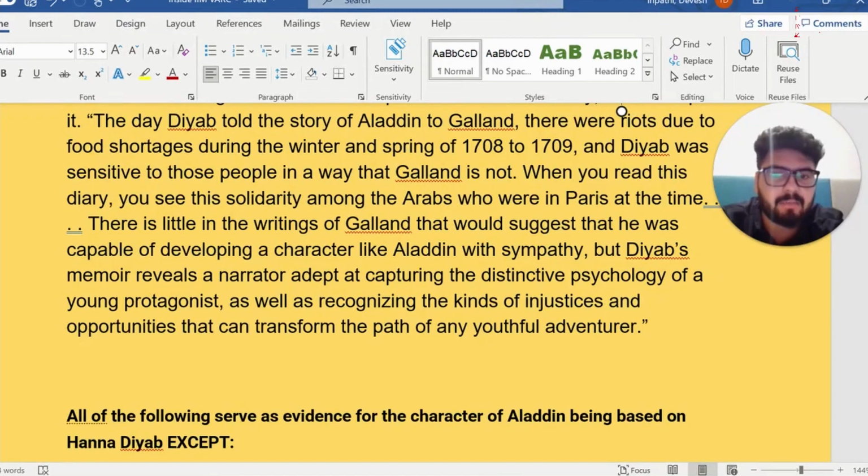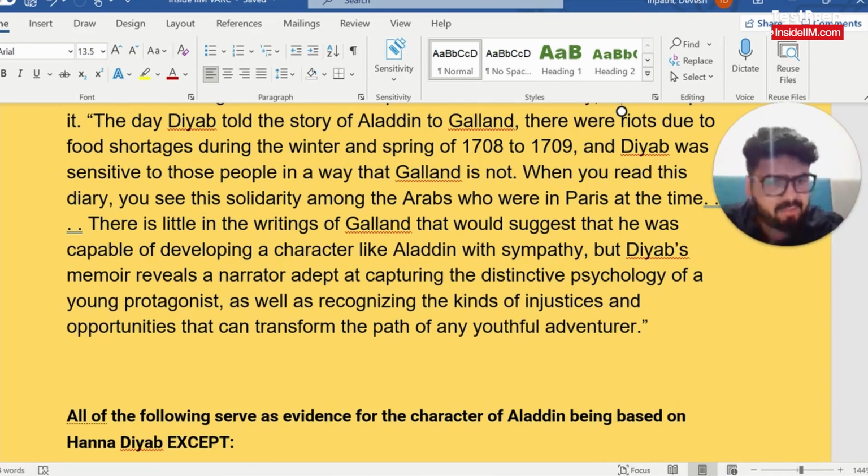In fact, when you read this diary, you see this solidarity among the Arabs who were in Paris at this time. So the Arabs were very sensitive to the kind of treatment that people met during those times due to food shortages. And the same kind of sympathy could not be expected from Galland, because obviously there would be a cultural difference. And the way those things are expressed, the way the character of Aladdin is deeply ingrained with passion, and the way he comes out and delivers that particular thing, it makes Hota believe that it cannot be the creation of Galland, but rather it would be the creation of Diab.